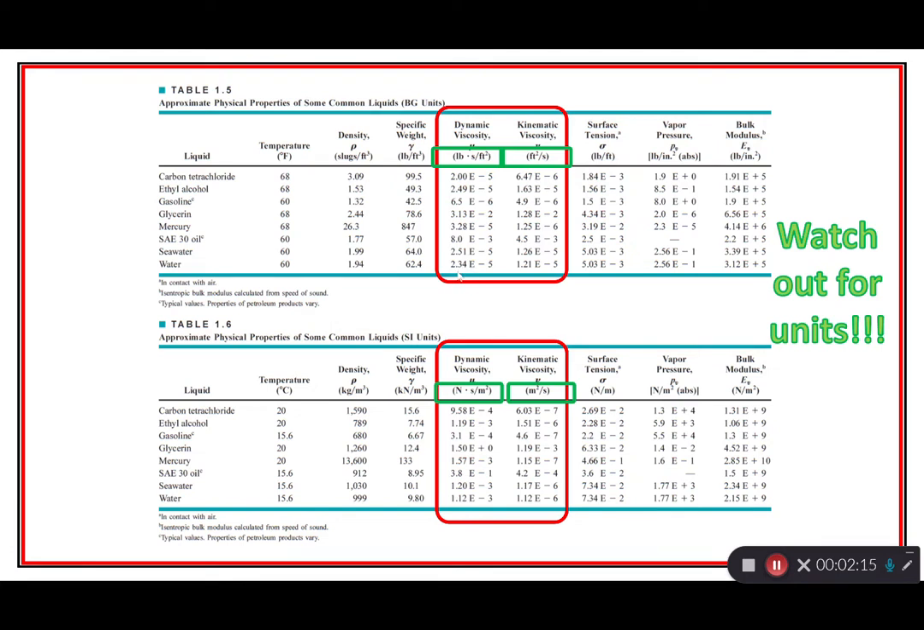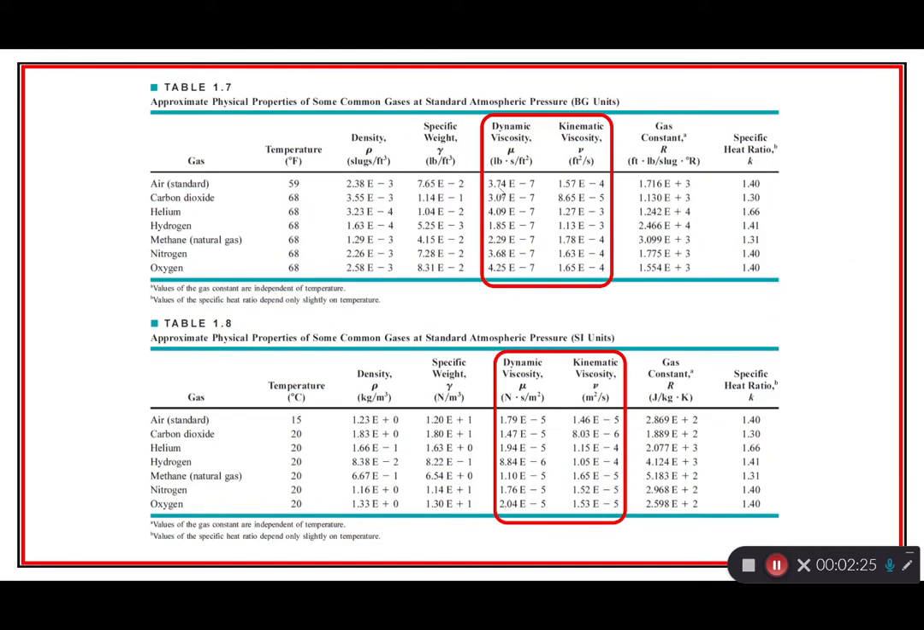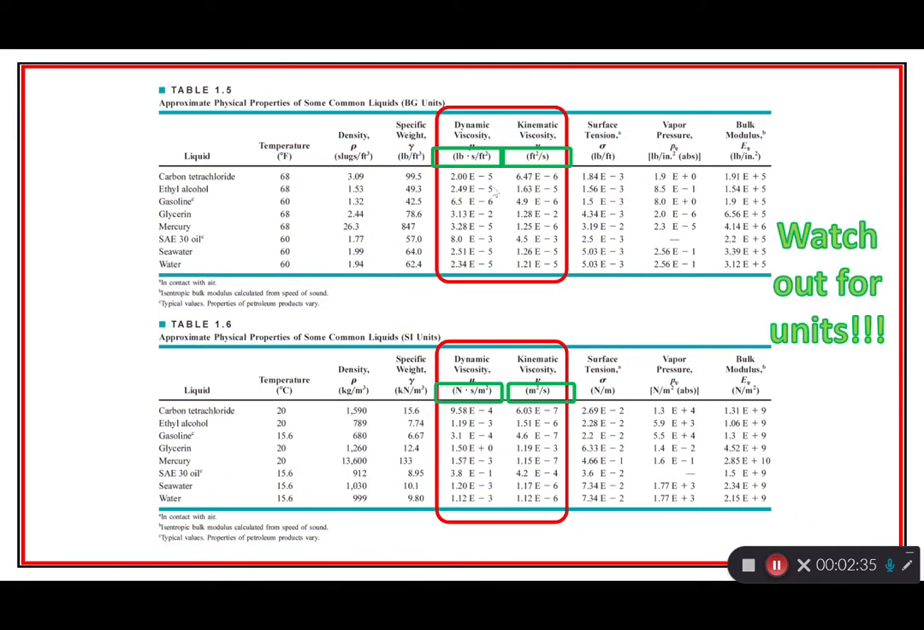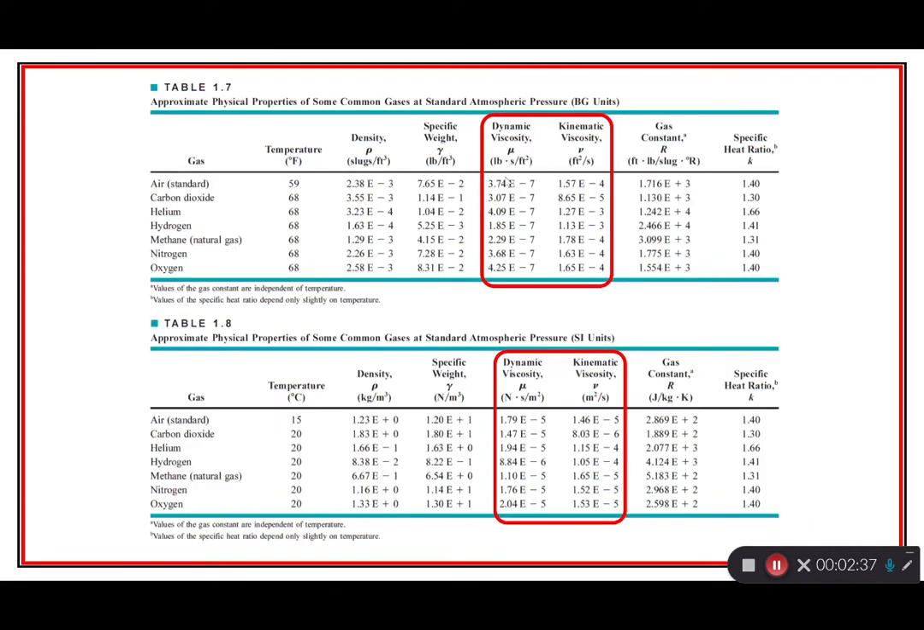You can see that water is like 2.34 e to the minus 5 pound-seconds per square foot. Take a look at air instead. You can see that it's 3.74 e to the minus 7. So you can see that it's at least 100 times different, right? Or maybe even more, but sort of on that scale, right? Two orders of magnitude.